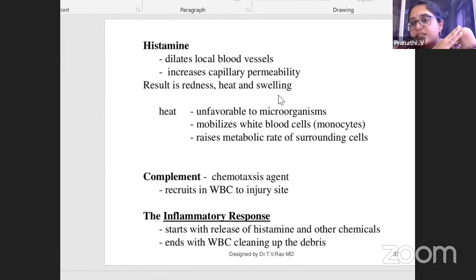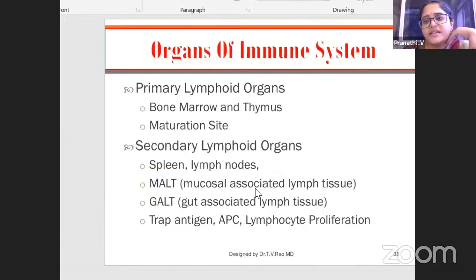And this hotness is not favorable for different kinds of microorganisms. It also helps in calling up your WBCs and raising the metabolism of the cells surrounding that particular site. Because of this, unfavorable circumstances develop over there, and there is a chance for the pathogen to die. And then you also have the complement system being released, because of which chemotaxis takes place and recruitment of WBCs occurs. Of course, again, the inflammatory response is the side effect.